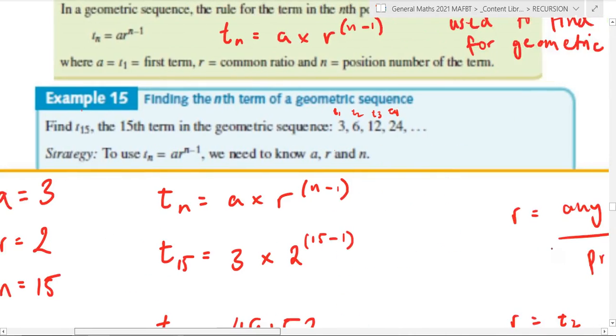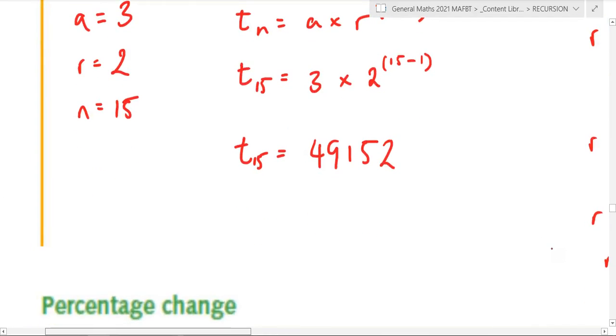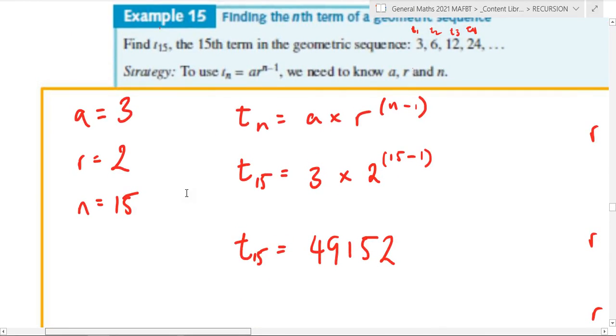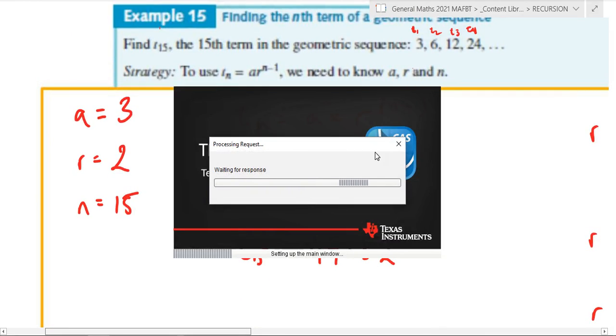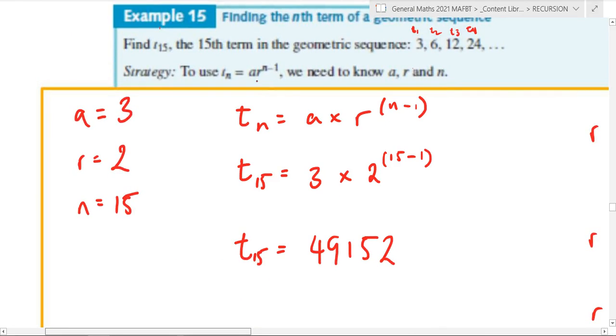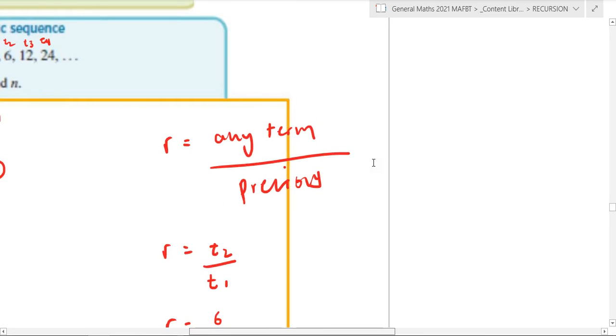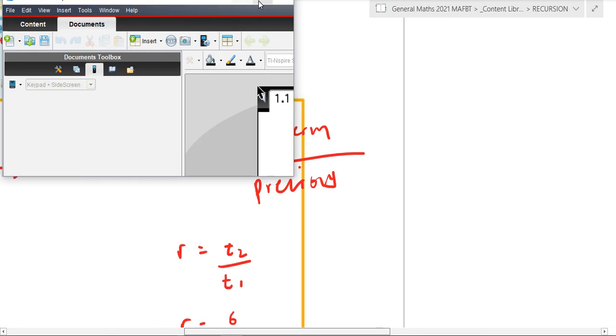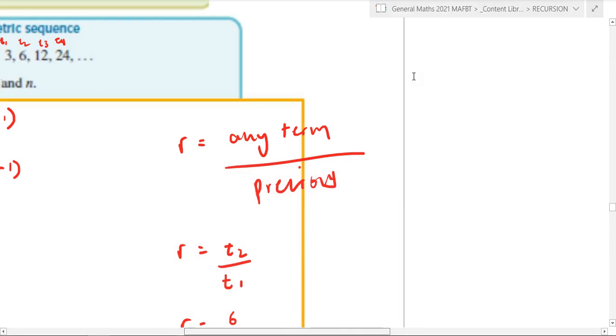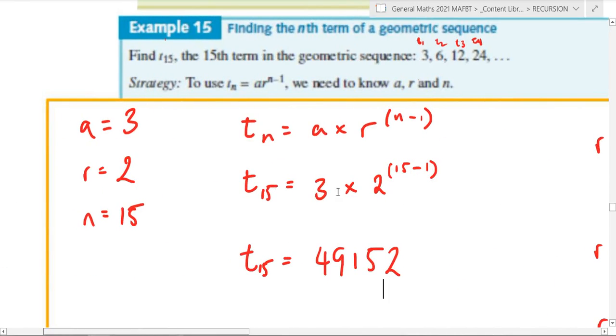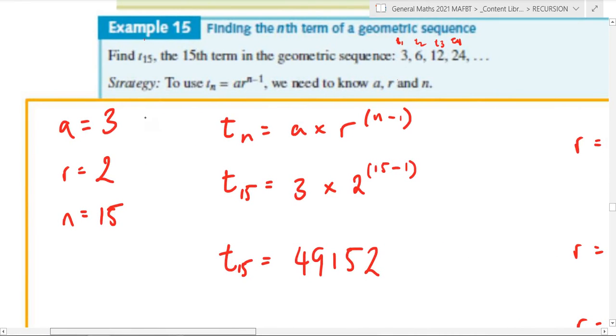Pretty straightforward. In order to use the nth term rule, just make sure you understand what the values that you need are. So what's A, what is R, and what is N? You can find A just by looking at the sequence: what's the first term? R is the common ratio, so use the ratio rule, which is any term divided by previous. And N is the term number you're looking for, which normally is stated in the question.